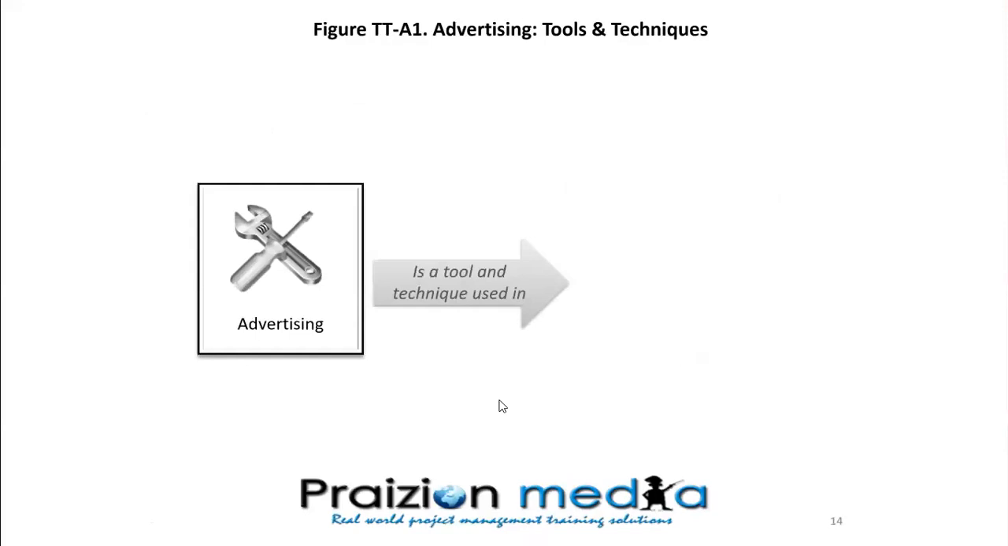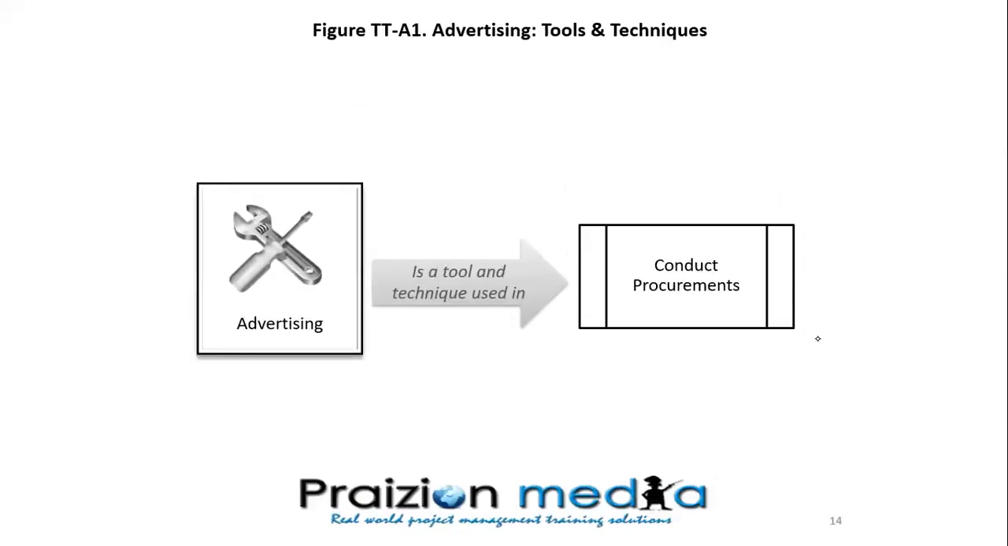It's known as conduct procurements. Of course, you already knew that. Conduct procurements is where you advertise the RFB, the RFP, the RFI, whatever the bid document you're using is, this is where you advertise it. Let's go on to our next question.